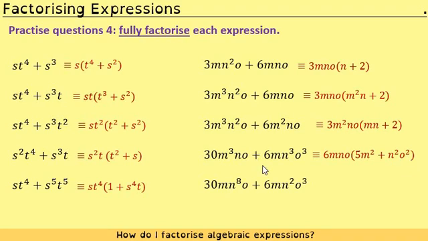And the last one, I can take out 6, I can take out m, I can take out n squared, and I can take out o. So 6mn squared o, and then inside the bracket I will have 5n to the power of 6 plus no squared. So these questions are really tricky, and if you found them hard, don't beat yourself up about it. They are very, very hard.